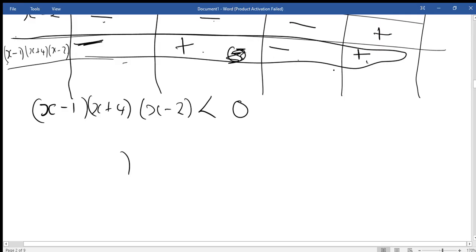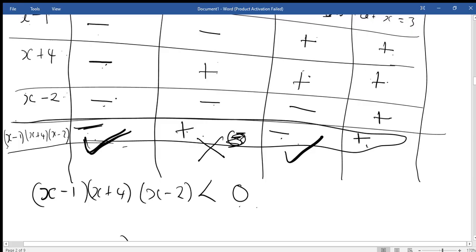Which sign among these in the overall is indeed less than 0? That's what you ask yourself. Is it true that a negative number is less than 0? Obviously that's true, so this is a column for the correct solution. Is it true that positive is less than 0? This is a wrong solution. Is it true that negative is less than 0? Yes, it's correct. So from the table, the solution is coming from the first column.